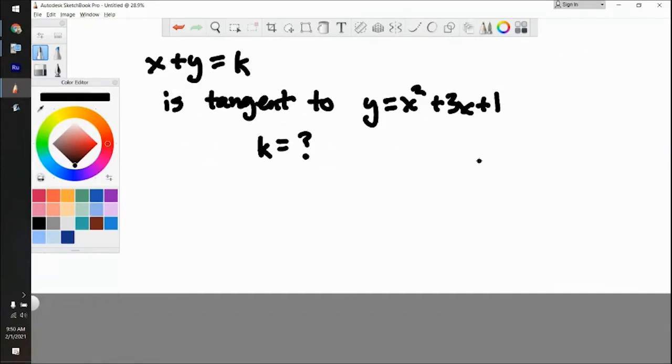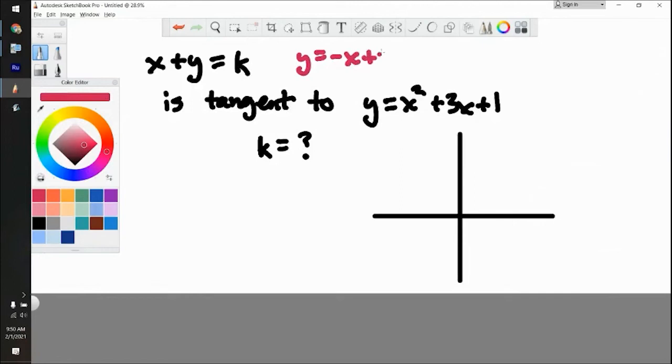When in doubt, graph it out. So that's what I'm going to do. This equation, I'm just going to rewrite really quick as y equals negative x plus k. We don't know what k is, but you can just kind of imagine. It doesn't really matter. I'm just going to draw it there.